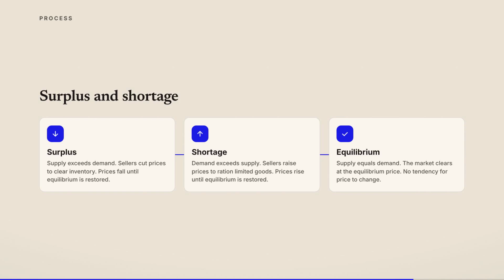Eventually, as panic buying subsided and supply chains adjusted, the market returned to equilibrium. The law of supply and demand says that prices naturally adjust until equilibrium is restored. Surplus pushes prices down. Shortage pushes prices up. Equilibrium is the resting point.